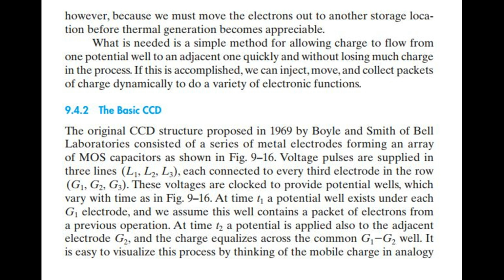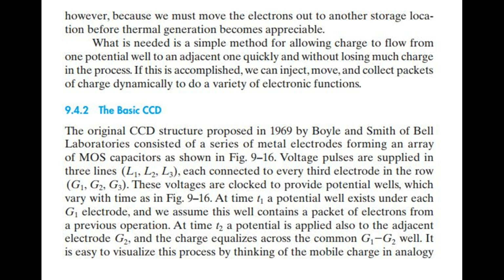Voltage pulses are supplied in 3 lines, L1, L2, L3, each connected to every third electrode in the row, G1, G2, G3. These voltages are clocked to provide potential wells, which vary with time as in Fig 9.16. At time t1 a potential well exists under each G1 electrode, and we assume this well contains a packet of electrons from a previous operation.